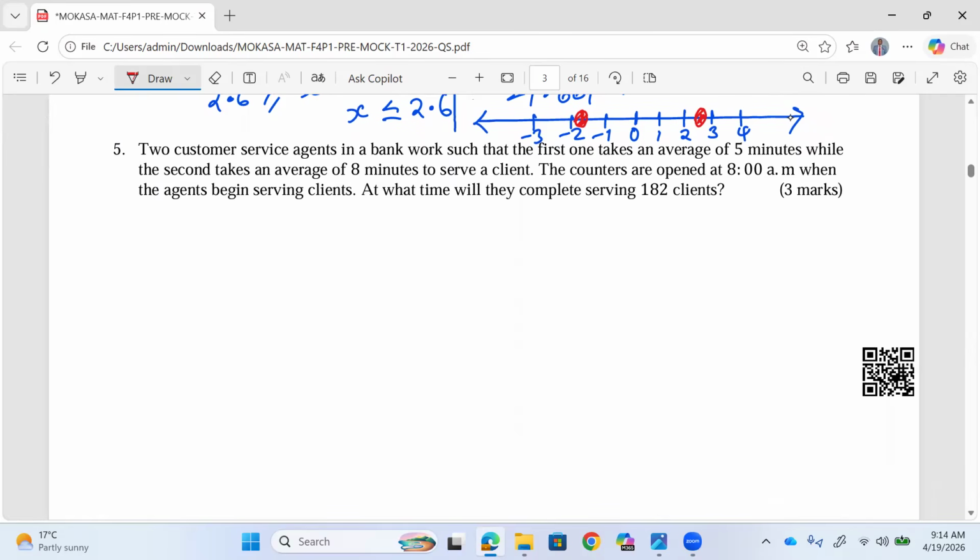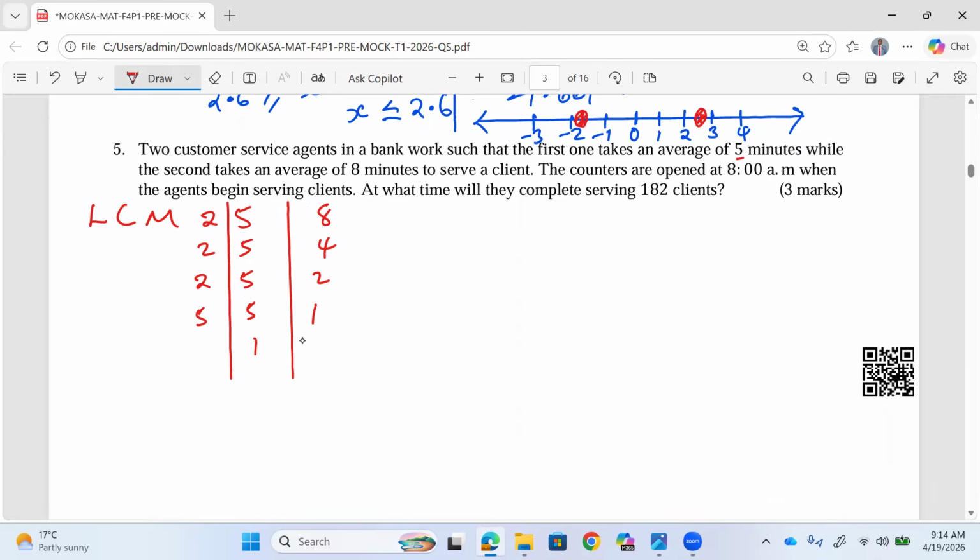182 clients? Our concern here should be, at what point will both of them finish serving clients at the same time? Somebody is taking 5 minutes, another one 8 minutes. So the LCM of 5 and 8 will give us the shortest time taken for the 2 agents to finish serving clients together. By 2, 5 and 8 gives 5 and 4. By 2, 5, 2. By 2, 5, and 1. Then by 5, we get 1, 1.